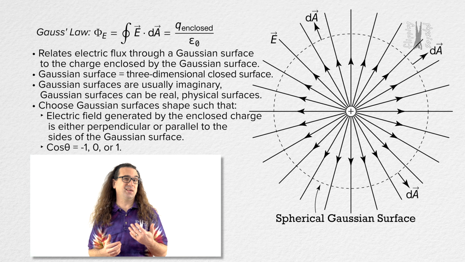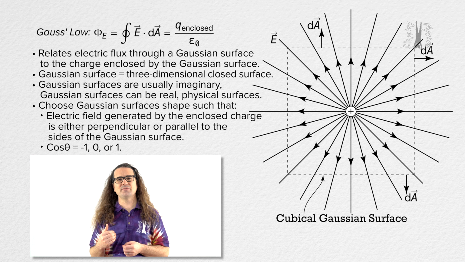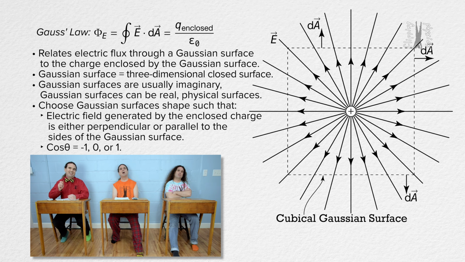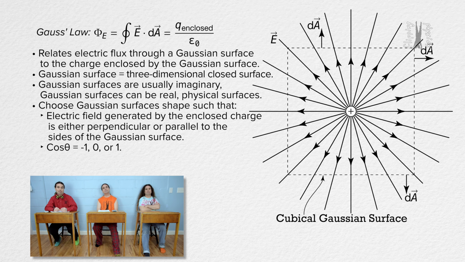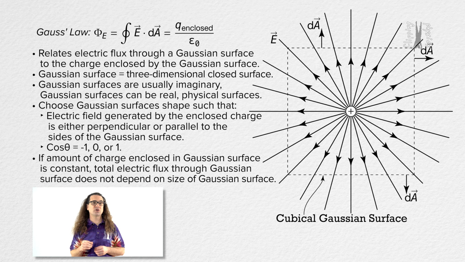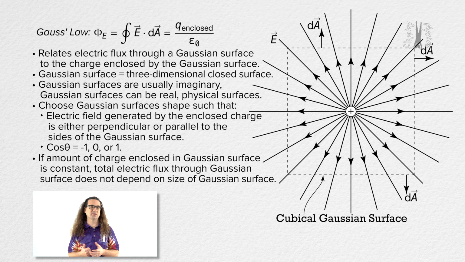If we had chosen a cube as our imaginary Gaussian surface, the angle between the electric field and the area vector would have had all sorts of different values. And the electric field would not have been constant at the Gaussian surface because it was a cube. Correct, Billy. And as long as the amount of charge enclosed in a Gaussian surface is constant, the total electric flux through the Gaussian surface does not depend on the size of the Gaussian surface. Again, we showed this with the example we just did.